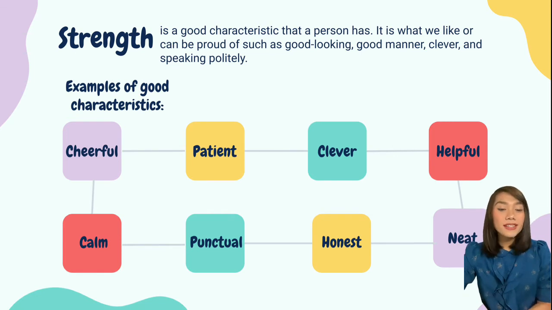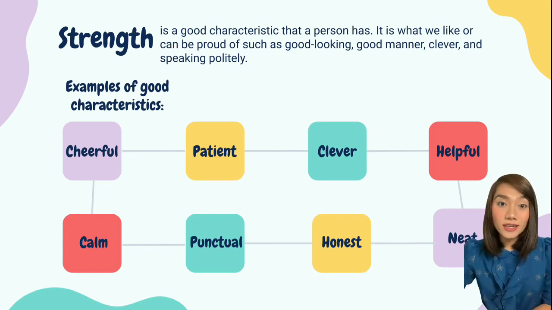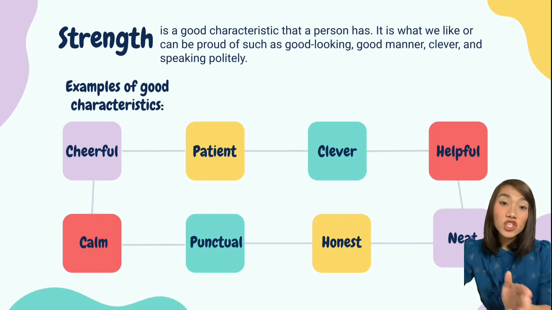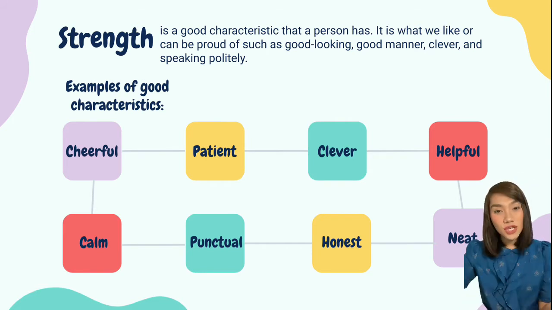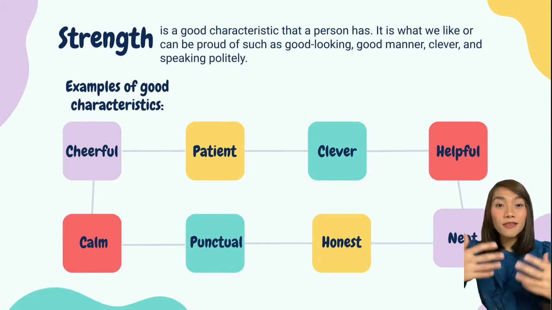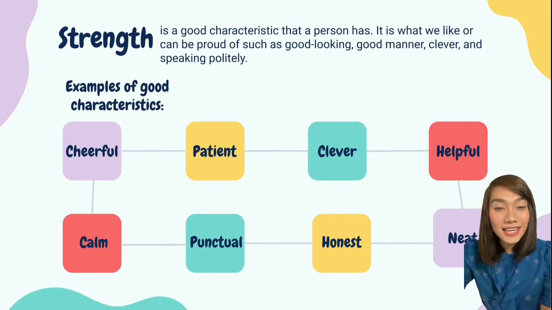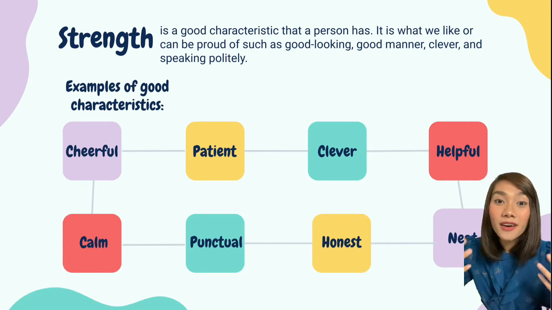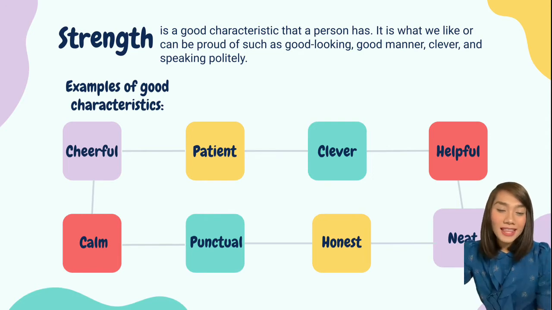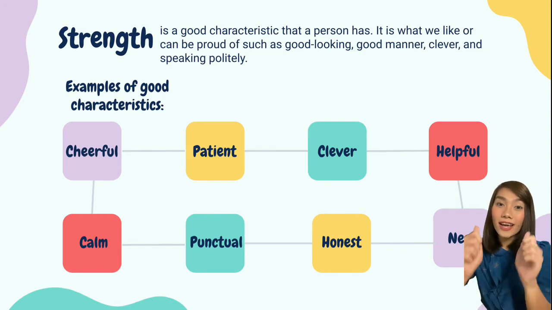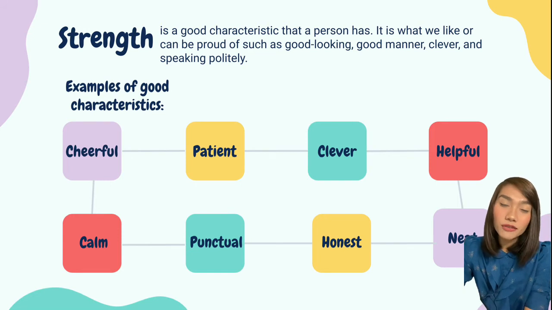Now, I have here some examples of good characteristics. First, we have cheerful. Now, when we say cheerful, we are a kind of person who is very happy and we always cheer up people around us. So we are cheerful. Next, patient. Now, it is a must and it's really important for you to have patience.